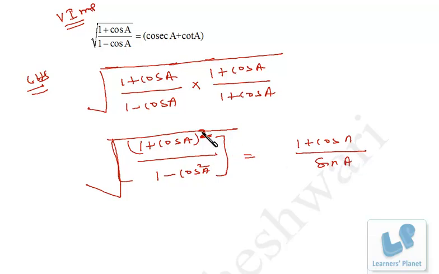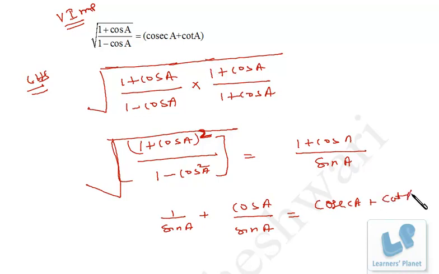From this expression, if we take it out of the square root, now we can break it like this. That's 1 upon sin A plus cos A upon sin A. Now what is 1 upon sin A? It is cosec A, and what is cos A upon sin A? That is cot A. So we got the right hand side. Okay, so if you just multiply and divide the expression by the conjugate, or we just rationalize the denominator, we'll be getting this expression.